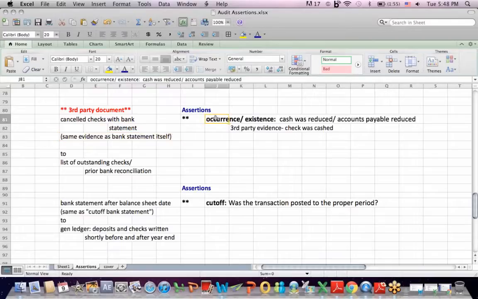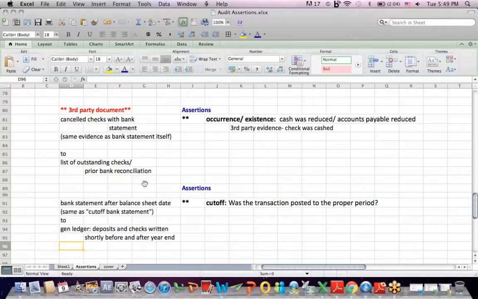So the assertion that you might consider naming is occurrence or existence. Was cash reduced because we wrote a check? Or was accounts payable reduced because we wrote a check also? Third-party evidence that the check was cash if we're getting a canceled check from a bank. Or we get a bank statement that shows that a check was paid. We could also look at canceled checks and compare them to outstanding checks prior to a bank reconciliation. That's how we clear on a bank reconciliation, cleared checks, canceled checks.